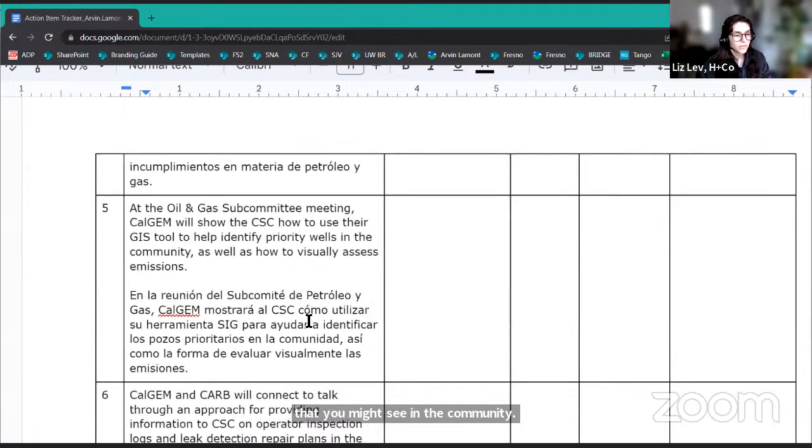Next, at the Oil and Gas Subcommittee meeting, CalGEM will show the CSC how to use their GIS tool to help identify priority wells in the community, as well as provide the CSC with information on how to visually assess those emissions. So it sounds like some folks in the CSC have already received a training, so hopefully more can get that education.